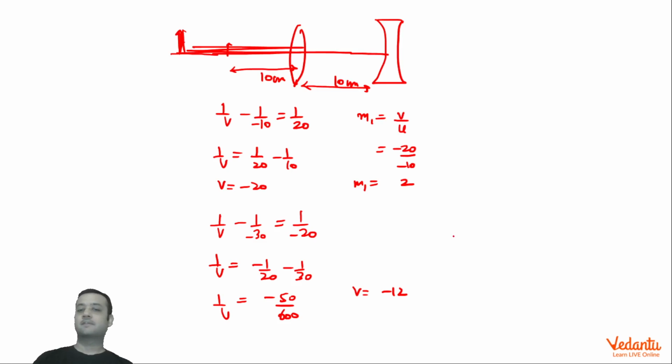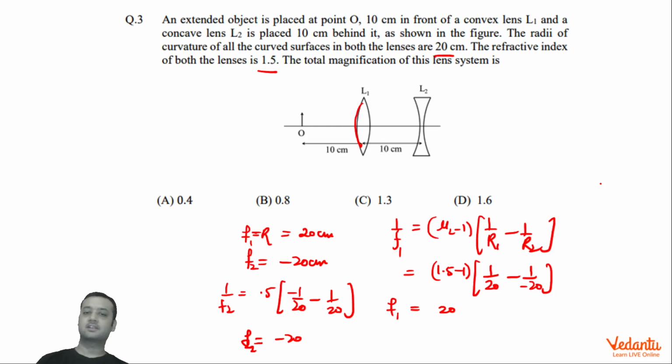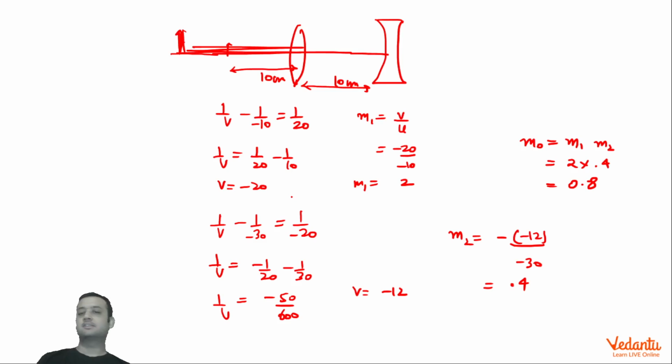V becomes minus 12. So if you calculate m2, m2 is v by u, which is minus 12 upon minus 30. That means this becomes 0.4. M1 is also positive, M2 is also positive. So overall magnification will be M1 into M2, that means 2 into 0.4. Answer will be 0.8. We were asked the overall magnification, so the answer will be option B, 0.8.